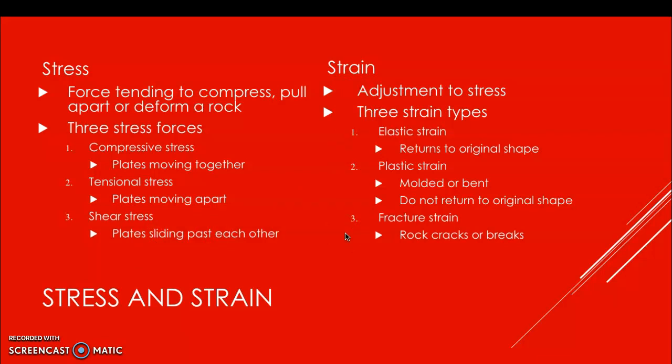So this is how the rock responds to this type of stress. There are three different ways the rock can respond. It will either have an elastic response, where it's going to return back to its original shape. It's going to have a plastic response, where it's going to be molded or bent. It doesn't necessarily return to its original shape. And then there's a fracture strain, which is going to cause the rock to crack or to break. All of these can happen with pretty much any kind of rock. It depends on the force that's applied and the resistance of the rock.